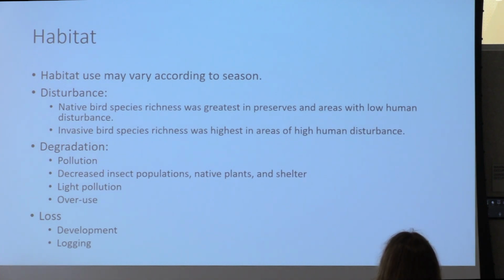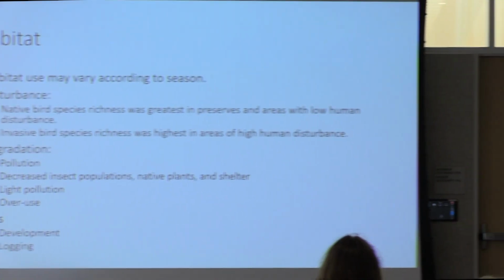Degradation also includes the introduction of invasive species, especially invasive predators. I think it's something like 50% of bird richness or abundance is decreased when there's a certain number of cats present in a park. I think it was something like 23 cats were present in the park, and that decreased the abundance by 50%. So just having invasive predators, having competing invasive species, can degrade a habitat for native birds.